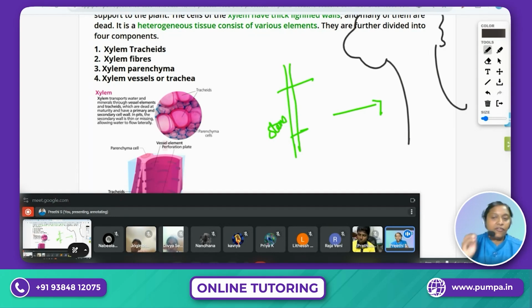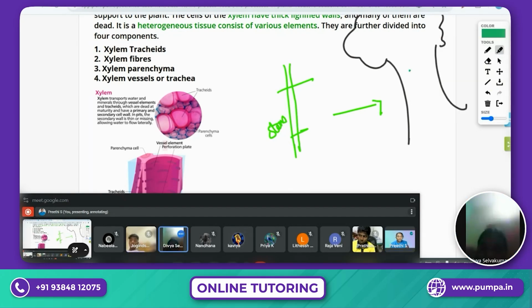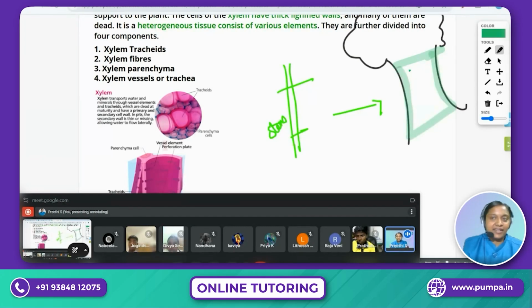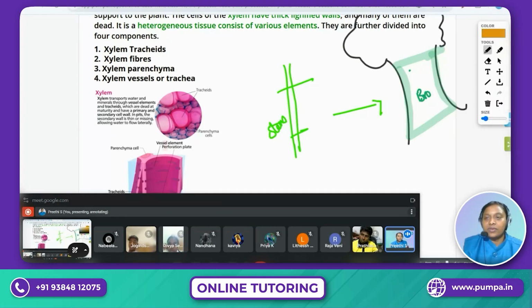Usually, if you draw a tree, what is the color of the stem? Green? No, brown, ma'am. Why? Because of the cork, the bark. It is not in green color, right? Yes, very good. So it will be brown. We'll use this color. So it will be brown in color, right?